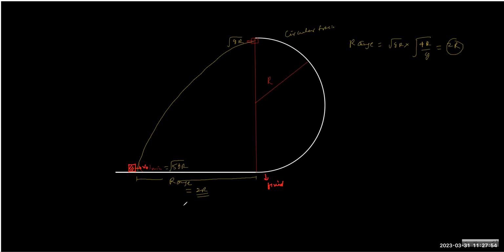Now, how to make the same question difficult or challenging? The same question, if I give you in the chapter of center of mass, what I'll do is something.